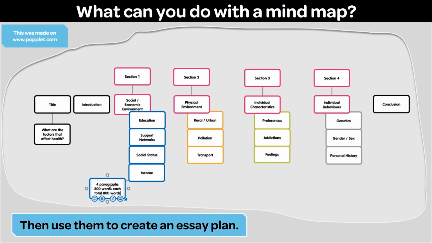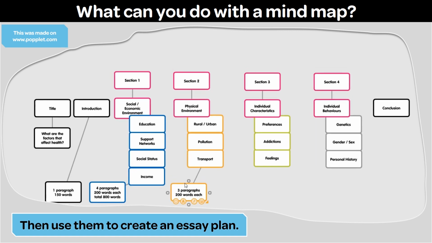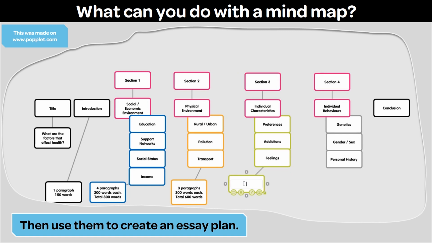Okay, so let's say I'm writing a 3,000 word essay. How am I going to organise that? I might have 150 words for my introduction. I've got 4 paragraphs of 200 words each for section 1, and then 3 paragraphs of 200 words each for section 3 and for section 4. Okay, so this is shaping up to quite a nice plan.